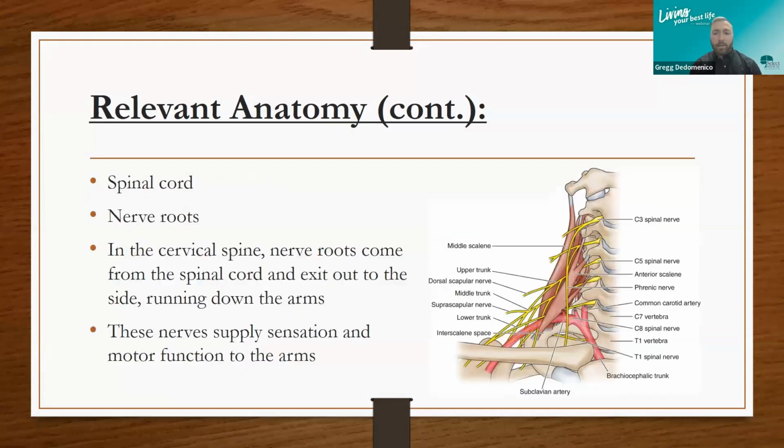There's also the spinal cord, like I said, which runs through the central canal, as well as the nerve roots. And in the cervical spine, these nerve roots come from the spinal cord, and they exit out of intervertebral foramen, which are small holes that are created by the upper and lower vertebrae at each section, and they exit out to the side, running down the arms and supplying sensation and motor function to the arms. So if there's ever any sort of sensation or motor deficit in an arm that you notice, it's likely coming from the cervical spine.